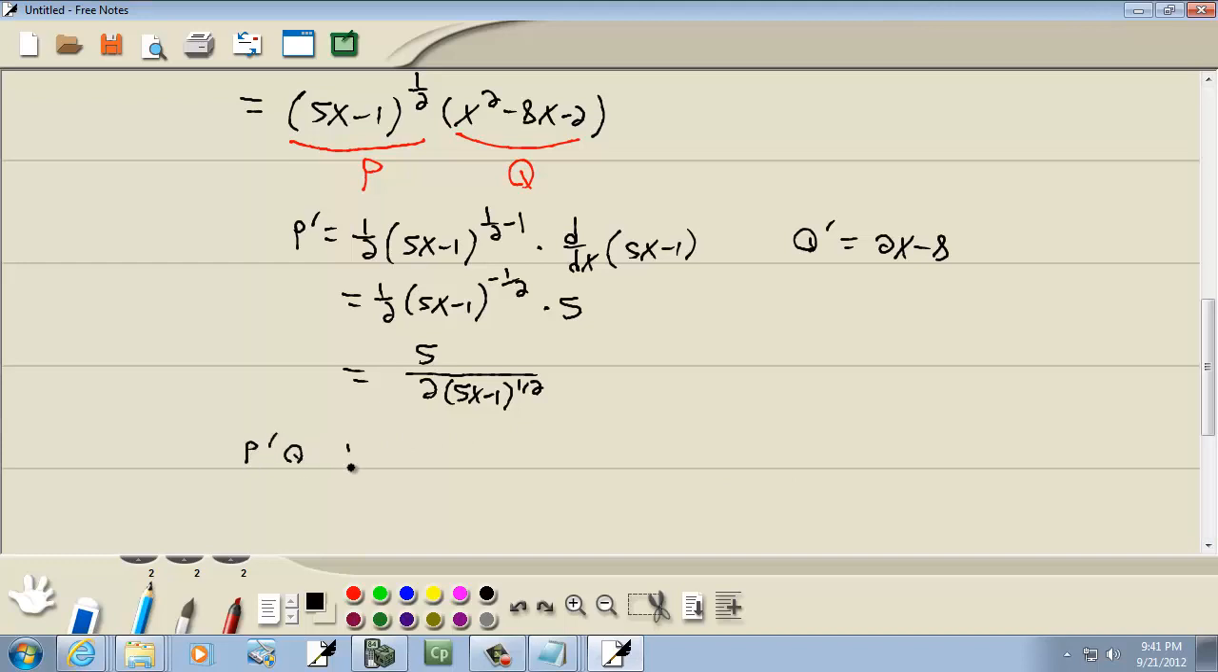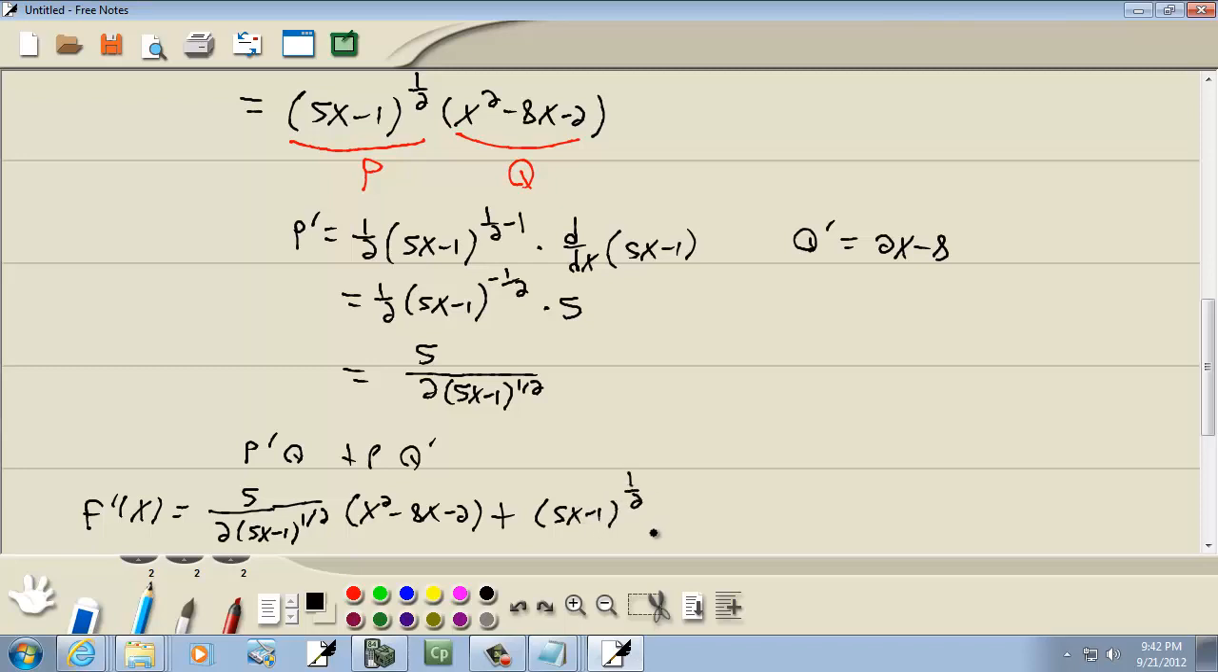So we've got p prime q plus p q prime. And what was it? y or f of x? F of x. So f prime of x is equal to p prime, which was this. So 5 over 2 times 5x minus 1 to the 1/2 times q, which is x squared minus 8x minus 2, plus p, which is 5x minus 1 to the 1/2, times q prime, which is 2x minus 8.